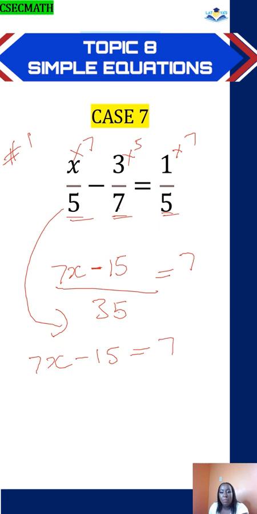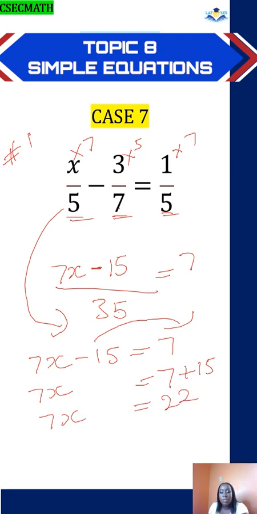I'm solving for x. I'd leave everything that has x on this side, take everything that doesn't have x on the other side. After the equal sign, I already have a 7. If this negative 15 comes across, it will be positive 15. So now I have 7x is equal to 22.